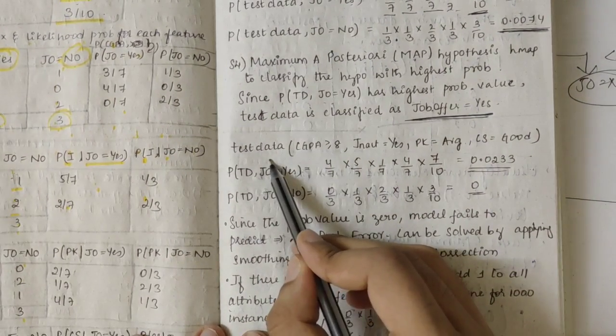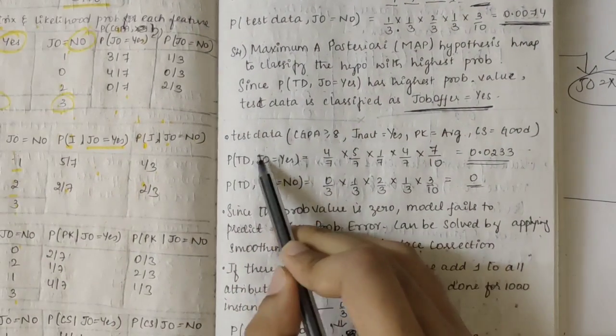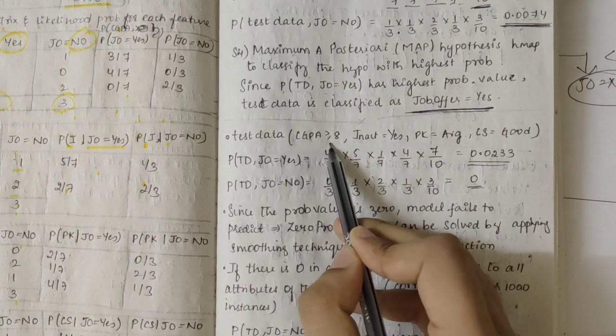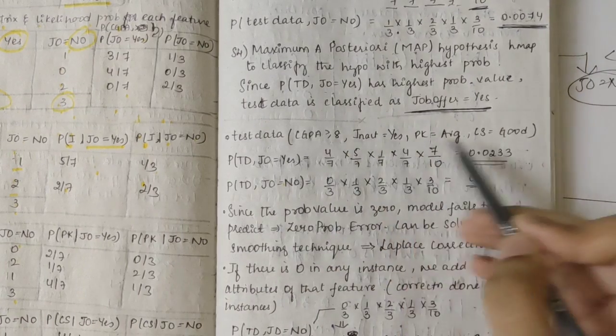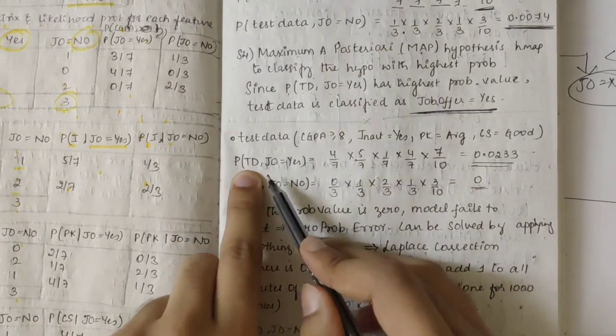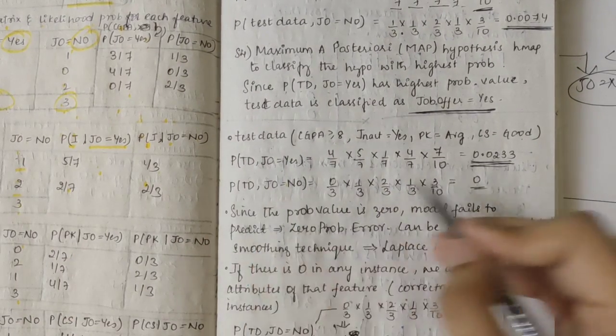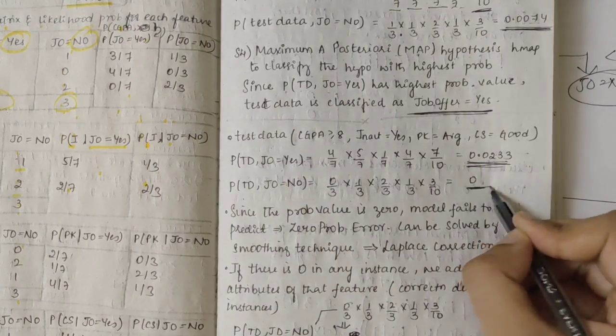Next we have written the test. This was one condition, test data. Now the next question was a new test data: CGPA was greater than or equal to 8, interactiveness was yes, practical knowledge average, and CS good. So I found the probability for test data and job offer as yes. I got 0.0233. And for the probability of test data and job offer as no, I got 0 here.